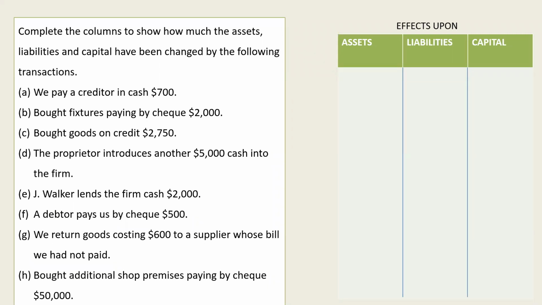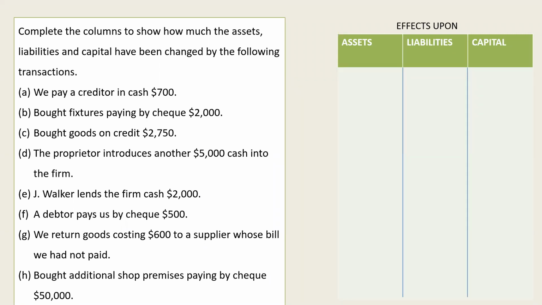So if you bought that fixture and you are paying by check, then your bank account is going to be reduced. So under asset, you have to put minus $2,000 because the bank amount is going to be reduced. And of course, because you are receiving that fixture for the business, because you bought it, it is an asset, it is a fixed asset for the business.